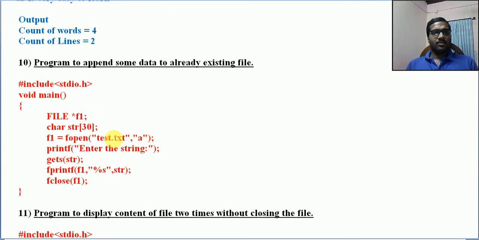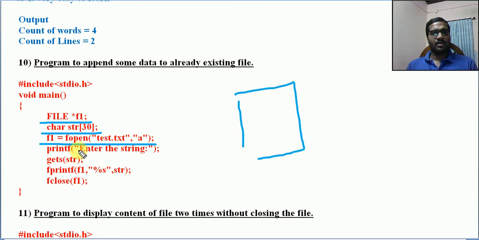The next program: a program to append some data to an existing file. We have not seen any example with an append operation, so it's a very simple example. File pointer f1. One string is being declared. The file is opened in append mode. Assume that we already have a file test.txt with some content. Then I simply enter a string with gets, just reading a string. What I am doing is fprintf f1 comma percent s, str, into the same file pointer.